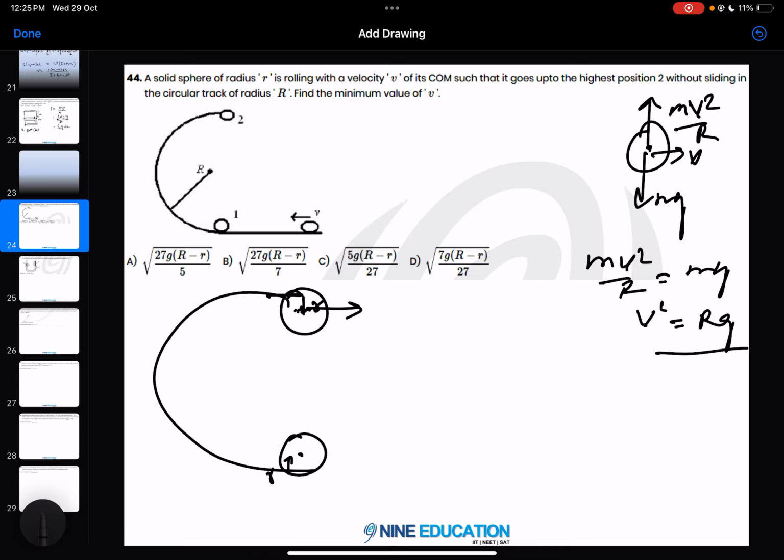Now since there is no friction, we are going to conserve energy. Now while conserving energy, what is the height that it gains? This distance is 2 capital R. This is, sorry for that, this is smaller, so this distance will be 2 times capital R minus small r, right?